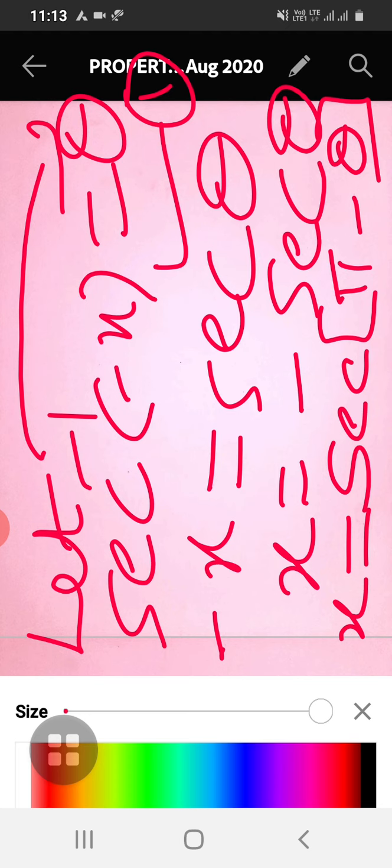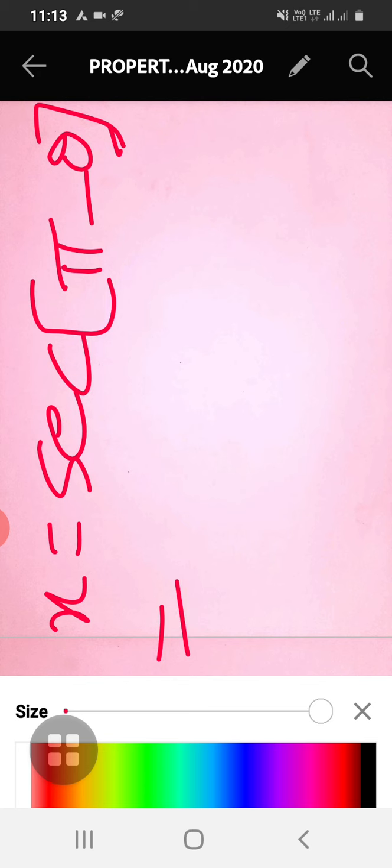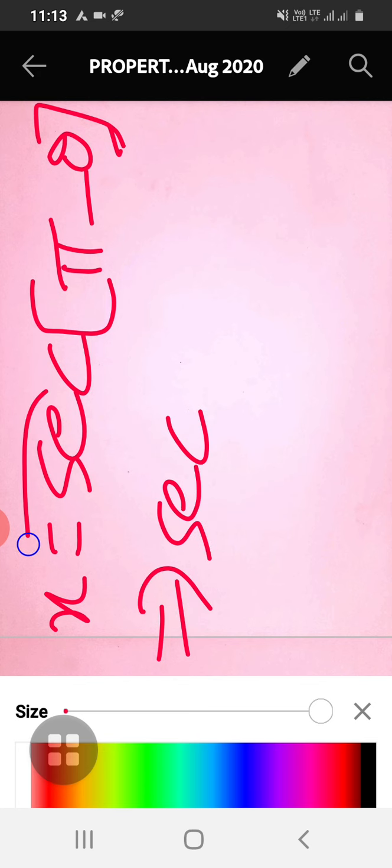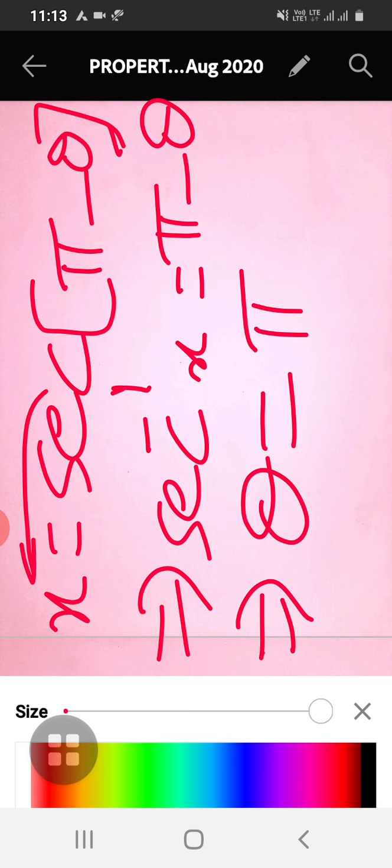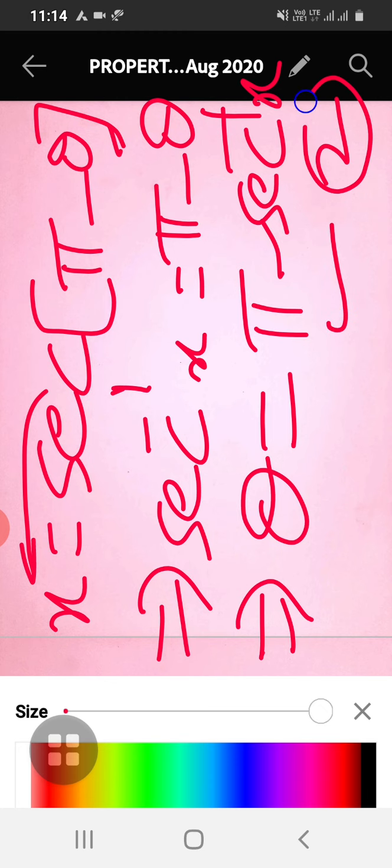I will write this step. So what I got: x is equal to secant of pi minus theta. Now you shift secant to the left hand side, then I will get secant inverse x is equal to pi minus theta. Then you shift the theta to the left hand side: theta is equal to pi minus secant inverse x. So we call this equation 2.